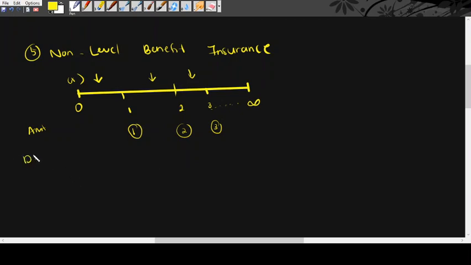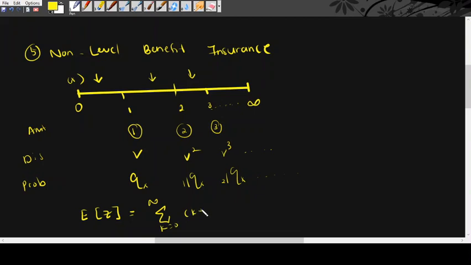The discount factor would be v, v squared, v cubed. The probability of receiving this would be q_x, 1 given q_x, 2 given q_x, and so on. The expected value of this would be the summation from k equals 0 up until infinity of k plus 1 times v to the power of k plus 1 times k given q_x.